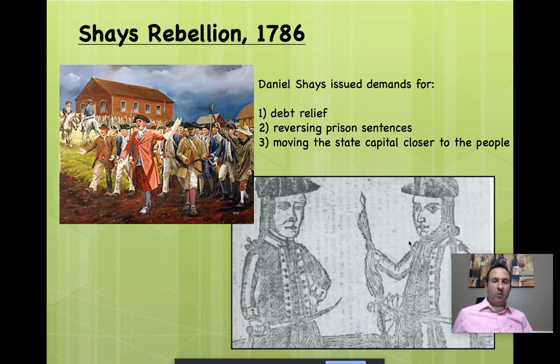But then third, this is the interesting one. They want to move the state capital from Boston, which is on the coast, to a more centrally located position in the center of the state to make it closer and thus more responsive to the people. Again, notice how this is reflecting revolutionary values. They distrust central power.